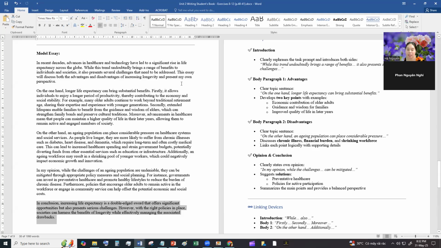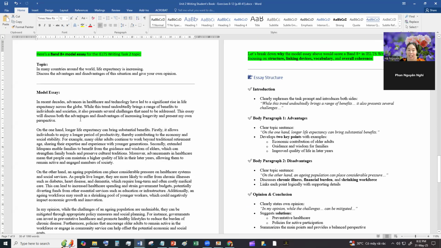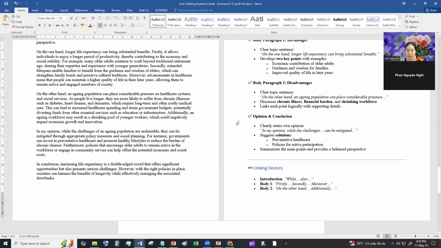Okay. All right. So we just looked at a sample band A. This is also one way you can approach the task. Writing 3 body paragraphs, one for the pros, one for the cons, and one to express your own opinion, because the task question asks you to do that. Discuss the advantages and disadvantages and give your own opinion. If it doesn't ask you to give your own opinion, you can just stop at analyzing the pros and cons. Okay. All right. So I think that's enough time for us to look at the homework.